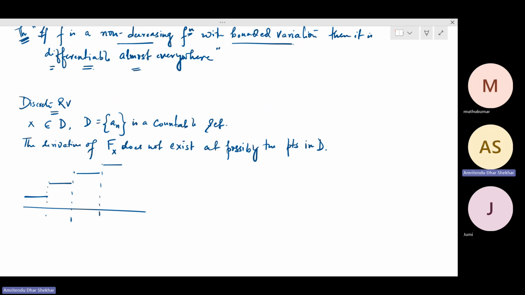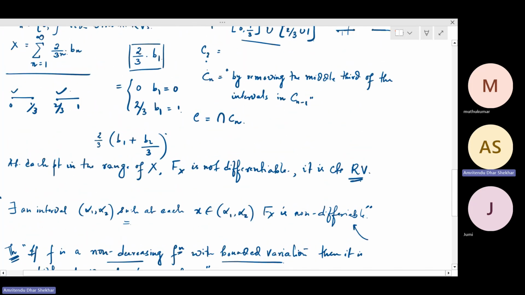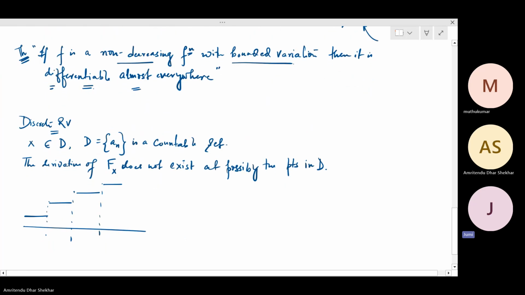Hopefully it's clear. You need to know a little bit of measure theory to understand this statement. Yes, sir. Where the function is discontinuous, the derivative is undefined. Yes, yes, of course. Thank you.